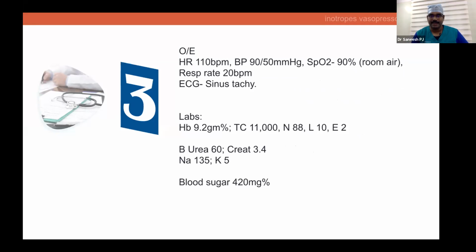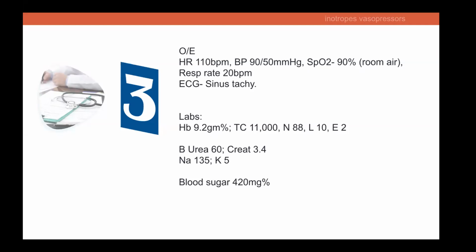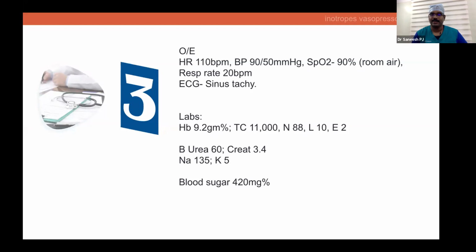ECG shows sinus tachycardia. Labs, hemoglobin of 9.2 gram per cent. Total count 11,000. Neutrophils 88, lymphocyte 10, eosinophil 2. Blood urea presently is 60 and creatinine of 3.4, sodium 135, potassium 5, and blood sugar of 420 milligrams per cent. We are giving all this scenario because the backdrop is always there. Even if we are going to concentrate on selecting an inotrope or vasopressor, the backdrop is definitely there. In a critical care scenario, we cannot choose one management and forget the basics. Okay, now I think Dr. Jagannath, you can take over the scenario.